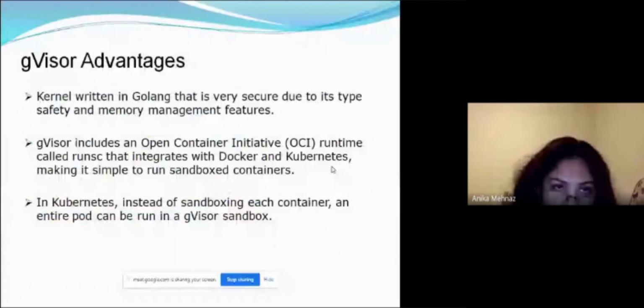gVisor's advantages are, first, the kernel is written in the Golang language, which is very secure due to its type safety and memory management features. Second, gVisor includes an OCI runtime called runsc, which integrates with Docker and Kubernetes, making it simple to run sandbox containers. And the third one is that in Kubernetes, instead of sandboxing each container, an entire pod can be run in a gVisor sandbox.